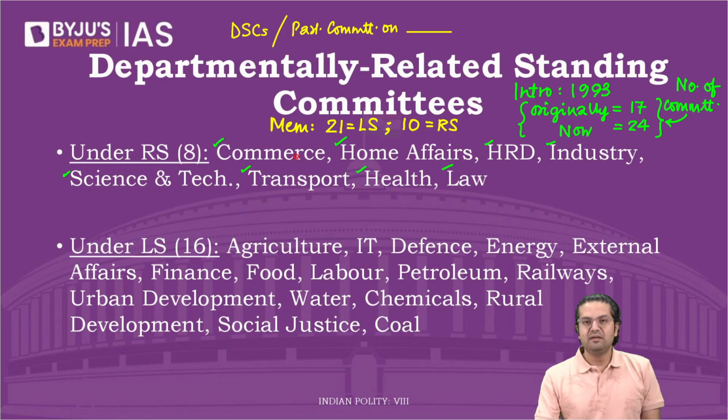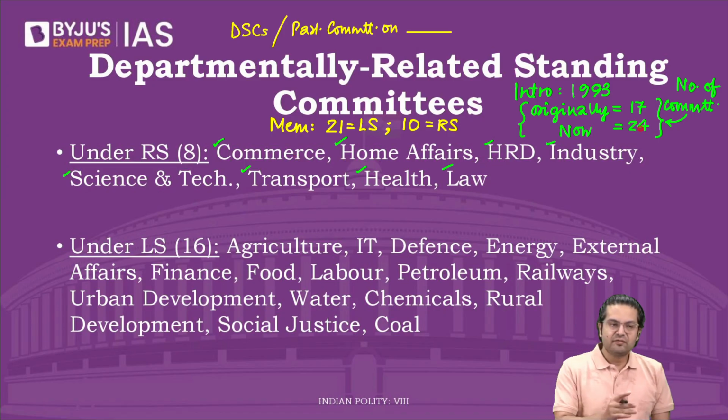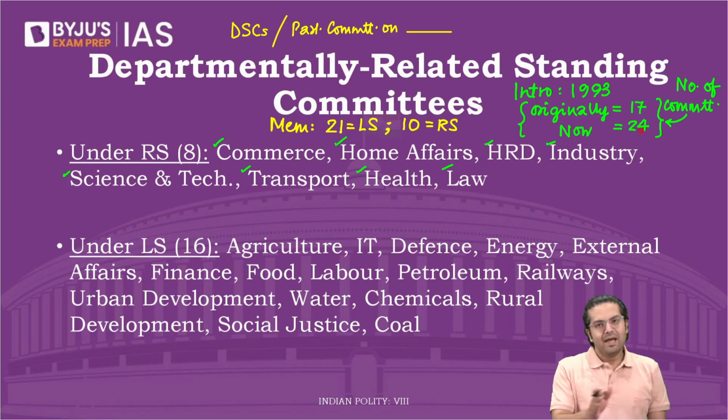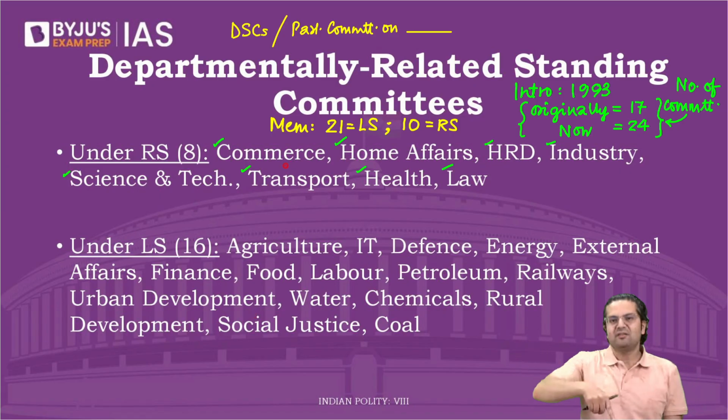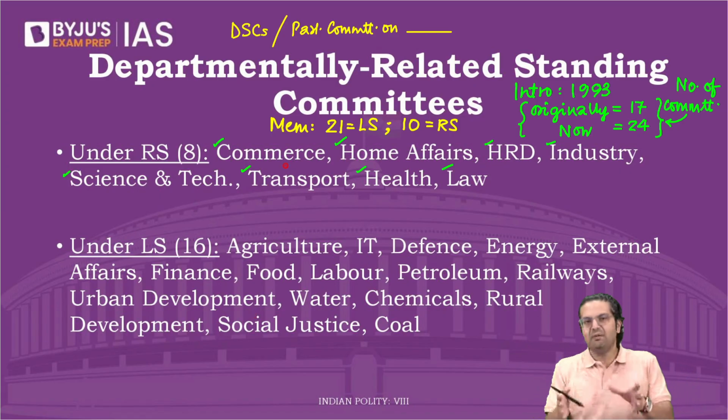24 committees have members from both Lok Sabha and Rajya Sabha. 21 MPs from Lok Sabha, 10 from Rajya Sabha in each committee. So the Committee on Commerce will have 21 MPs from Lok Sabha and 10 from Rajya Sabha, collectively 31 MPs in this Committee on Commerce.